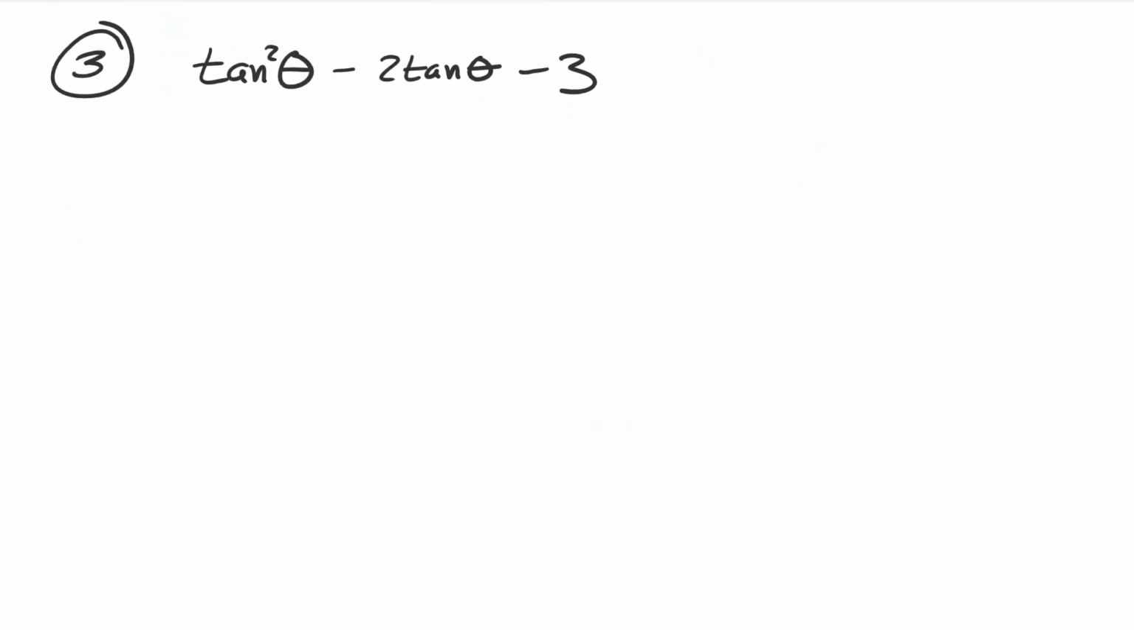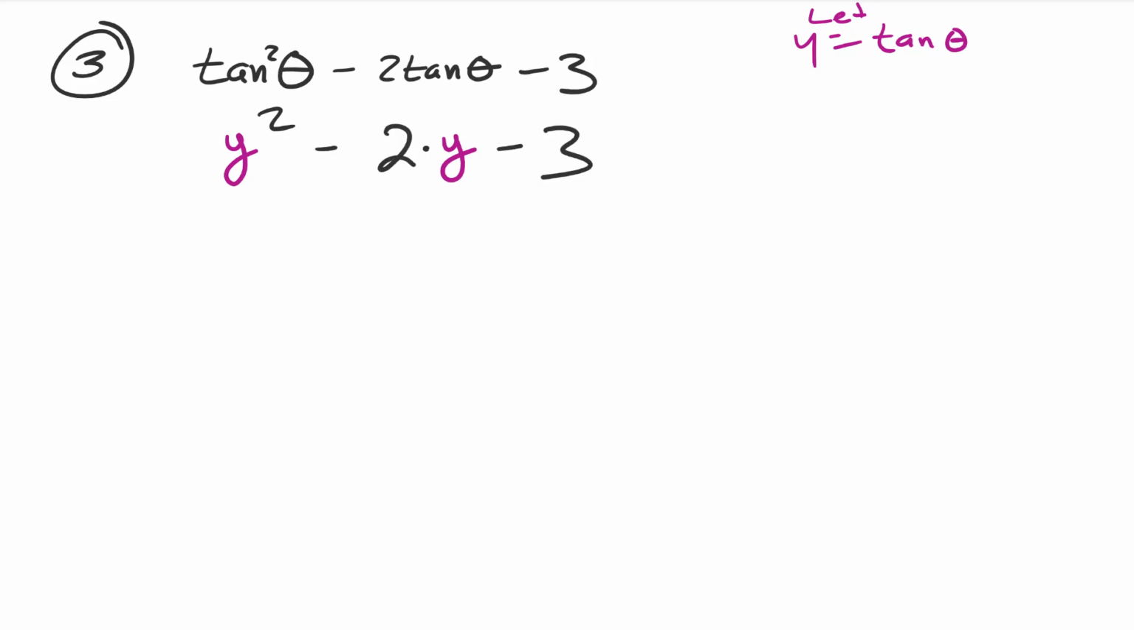Okay, we're still factoring. Tangent squared minus 2 times tangent minus 3. We want to factor. Again, we're doing algebra with words. So let's just let y equal tangent of theta. Anywhere you see the word tangent, we're just going to put in y. So we have y squared minus 2 times y minus 3.